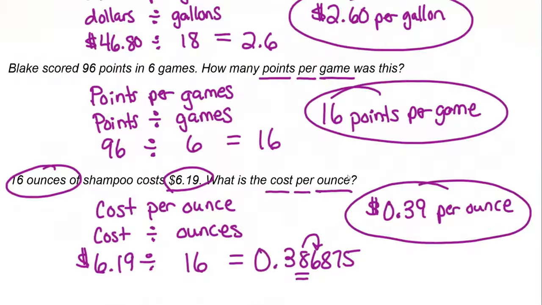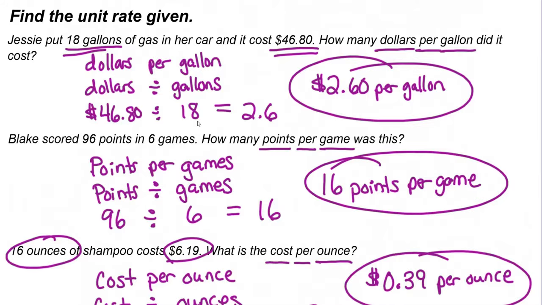And that's finding unit rates. So again, rates are special ratios that compare things measured in different units, and unit rates are a type of rate that makes a comparison to one unit of something, and we always use division to find a unit rate, and we're going to let the words tell us how to divide to find any unit rate that we want.